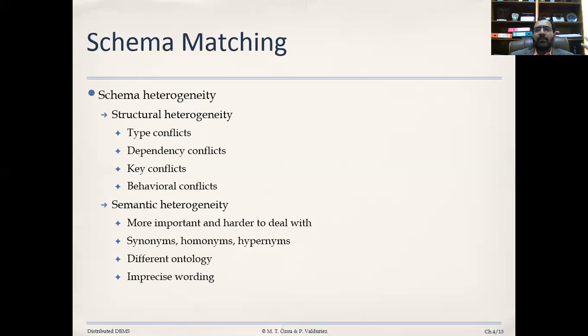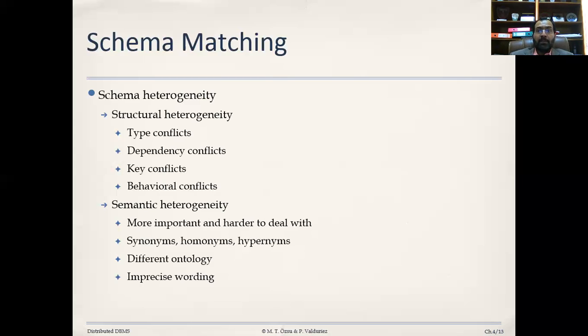Then sometimes we have dependency conflicts as well. The dependence of one attribute on another is represented differently in one relation at one site, and when we match it with the other side, they have a different dependency relationship. You might have various keys. Maybe in the semester cell they use the seat number as a key, but in the enrollment section they might take the enrollment number as a key, or they use NIC as a key.